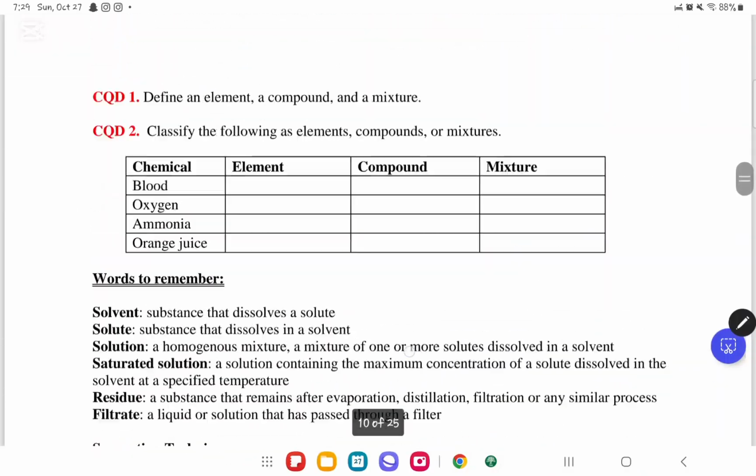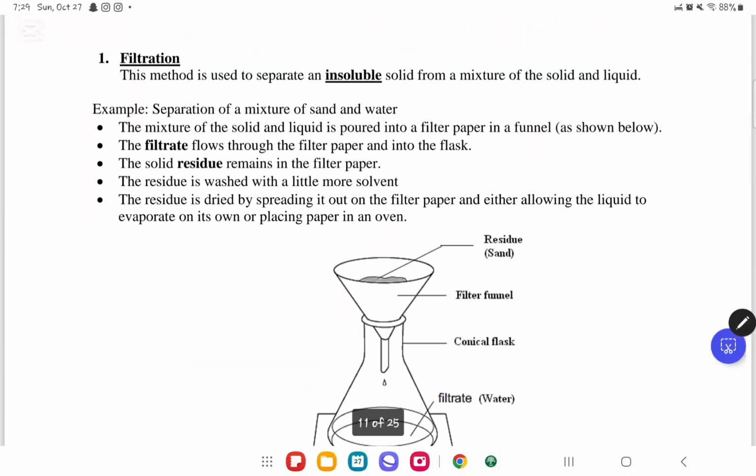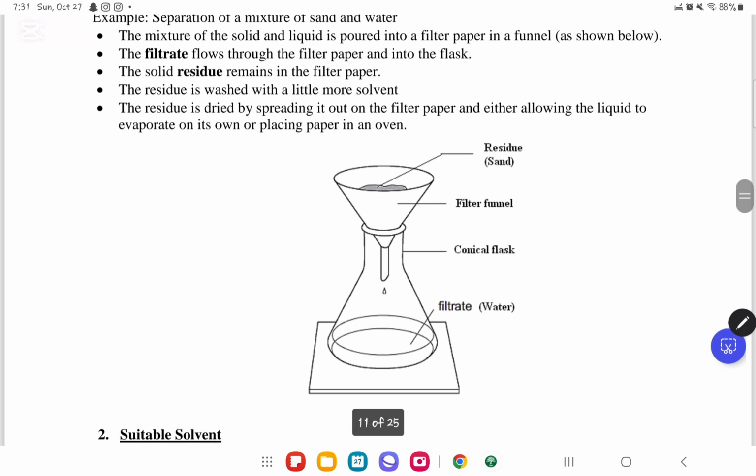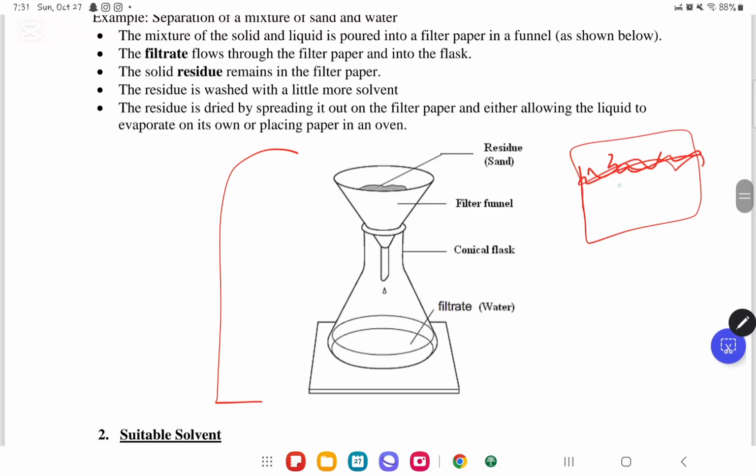So let's start over here with filtration. Remember, anytime you see an insoluble solid with a liquid, any solvent liquid, then you will use filtration. Very simply, we take the mixture and pour it into the filter paper. Let me explain it from here. We have the solution over here. Let's say this is the cup, and this over here is our solution, with the stuff that we need to separate.